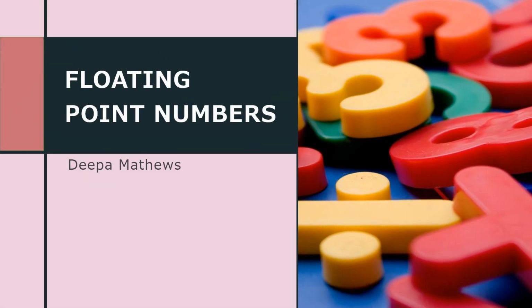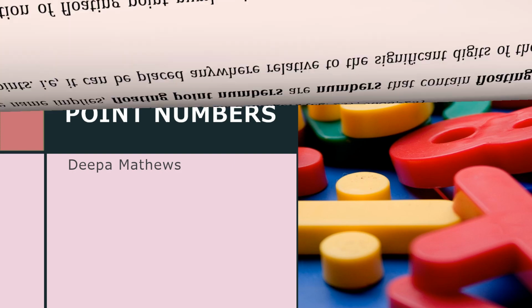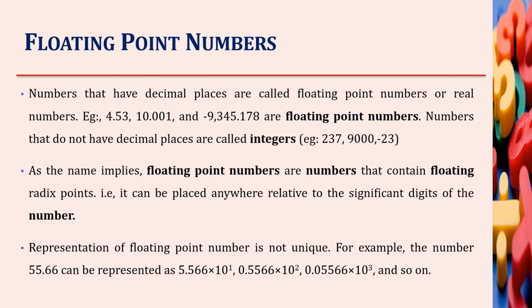Hello everyone. In this video, let us discuss the floating point number representation. Numbers that have decimal places are called floating point numbers or real numbers, whereas the numbers that do not have decimal places are called integers. For example, 4.53 is a floating point number, whereas minus 23 or 9000 are integers.